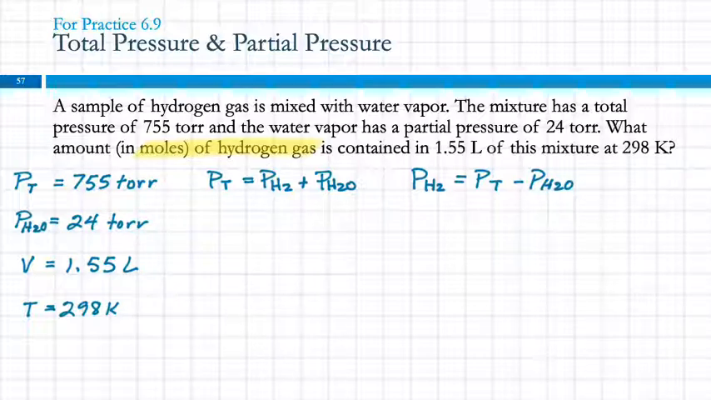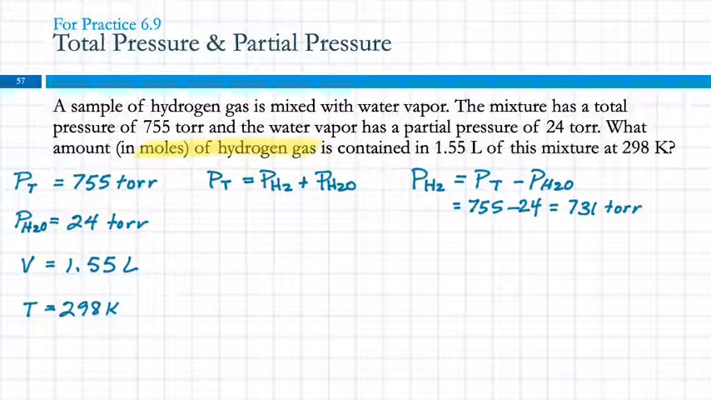Well, they gave me P total and pH2O. So P total is 755, pH2O is 24. I subtract those, I get 731, not forgetting my unit is torr. Okay. I now have pressure for the hydrogen. I have the volume and the temperature. Can I find the number of moles? Yeah, I just need the ideal gas law.